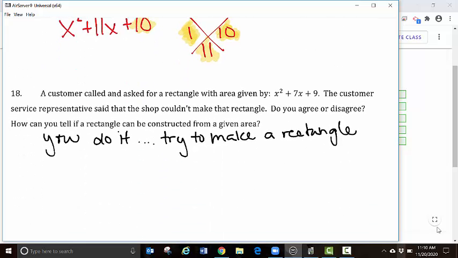And finally, 18, you want to see if this can be turned into a rectangle. Try it and see.